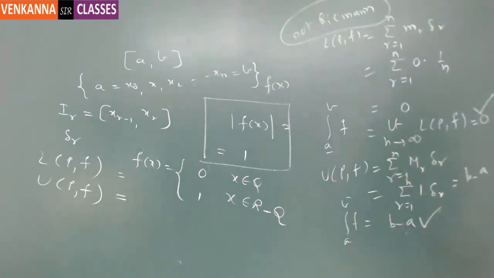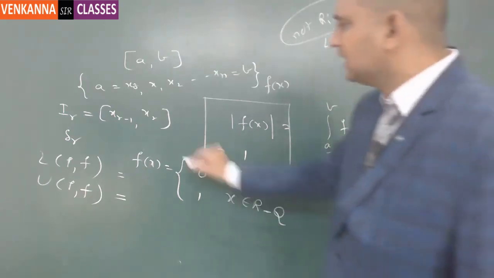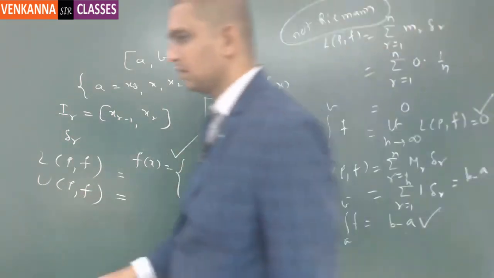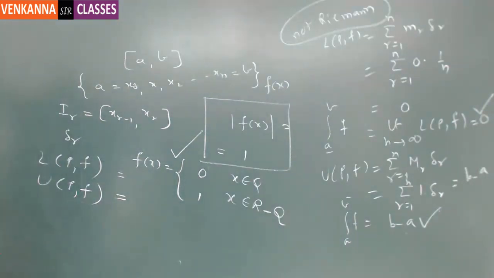Why have I taken this discussion? Because this function is a good example of a bounded function. Accepted? Because the function possesses an infimum and a supremum: the infimum is 0 and the supremum is 1. It is a bounded function. Whenever we talk about the definition of Riemann integrability, we say that if you take a bounded function and calculate the lower and upper integrals, and they are equal, it is Riemann integrable.